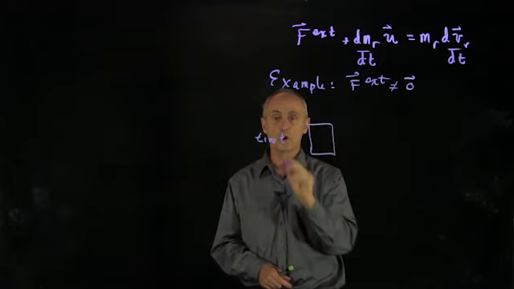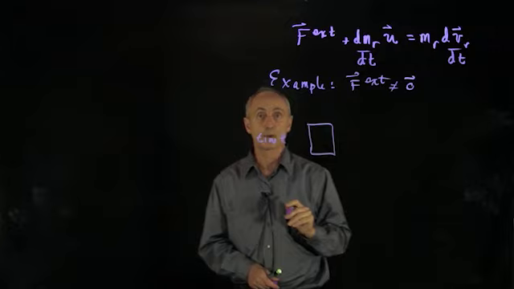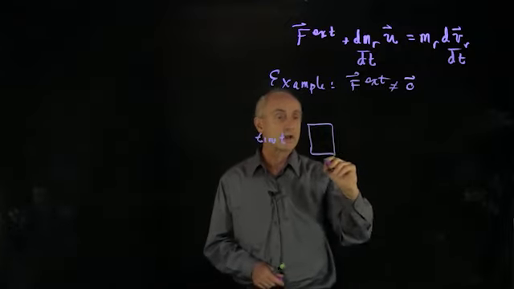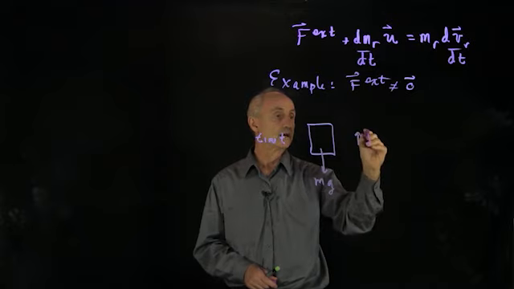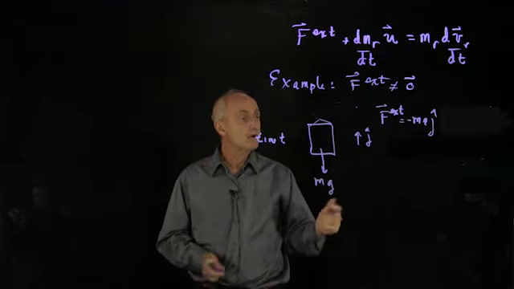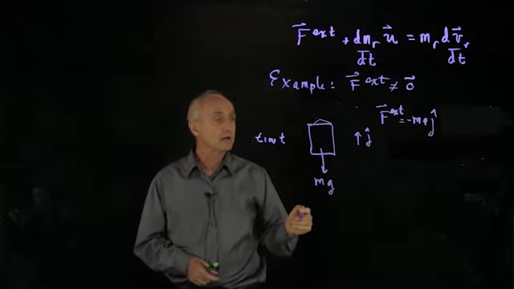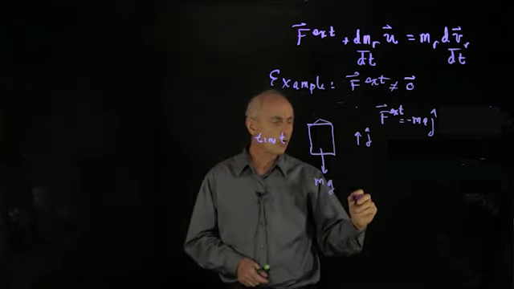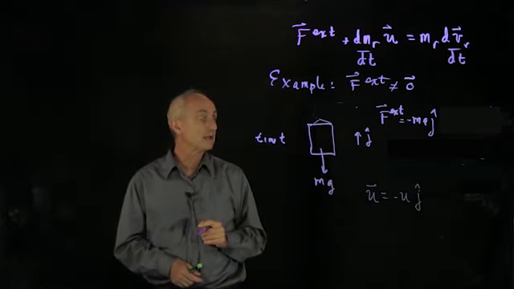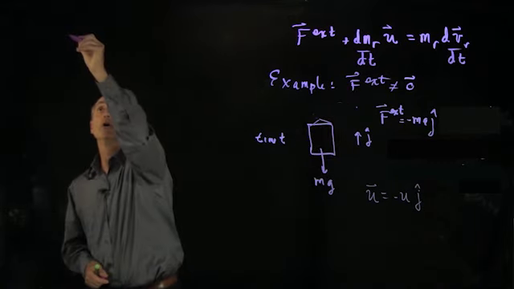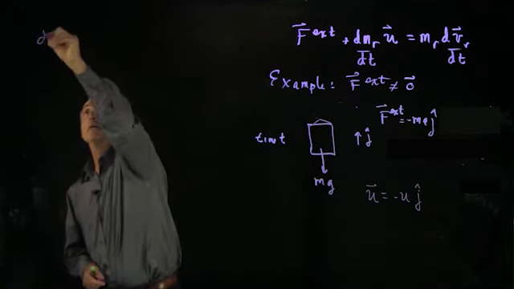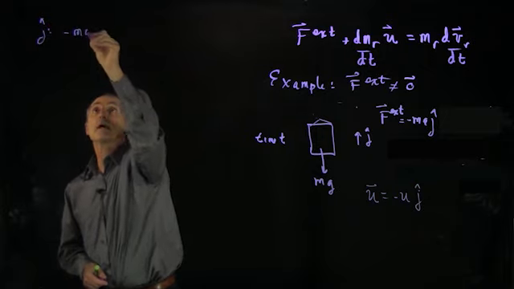Now consider what the force diagram on this rocket looks like. We have a gravitational force, mg. We're going to choose j hat up. So what does our rocket equation look like? We wrote the exhaust velocity as minus u j hat. If we write this as a vector equation in the j hat component, we get minus mg.